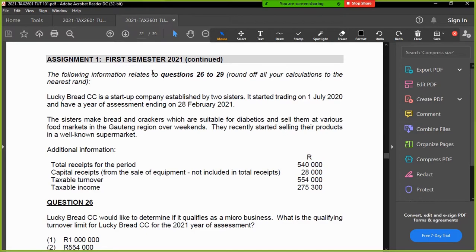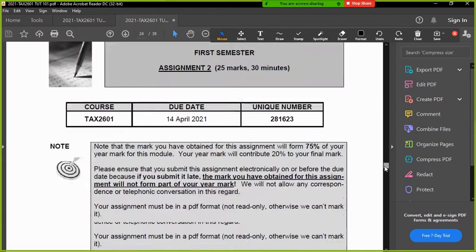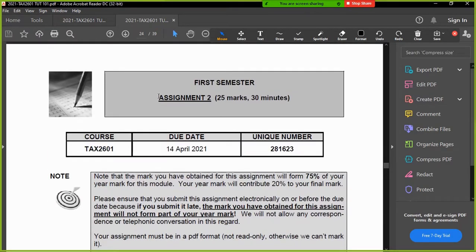First semester. Assignment 2, there. Okay, first semester, assignment 2. Obviously, the due date will be different. Sorry, I think I sent you a tutorial letter. It's 001. Oh, okay. Yeah.